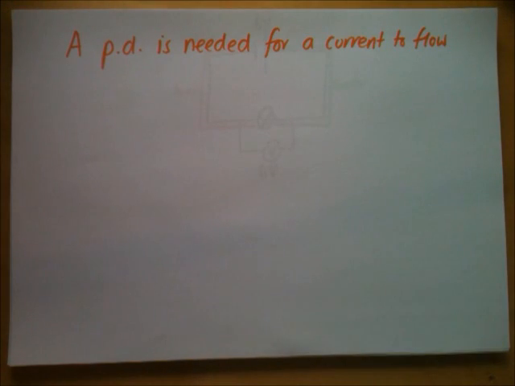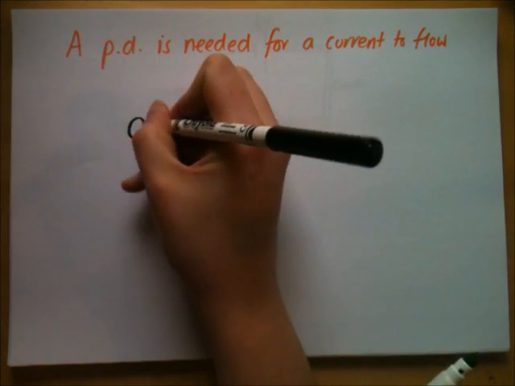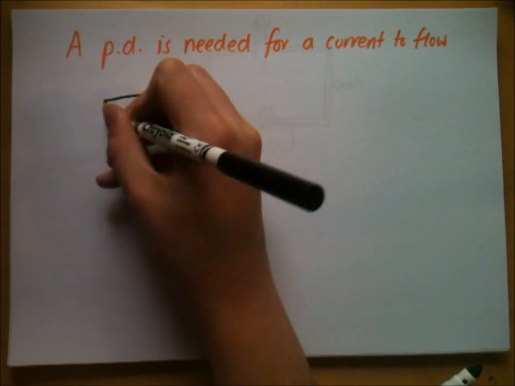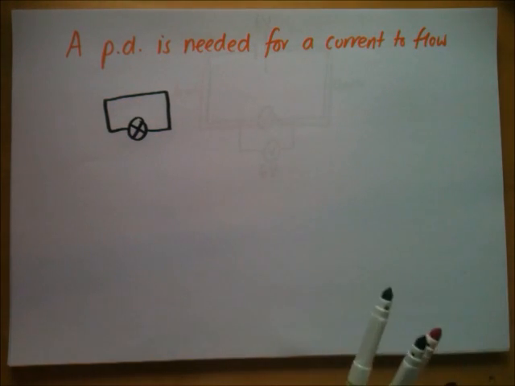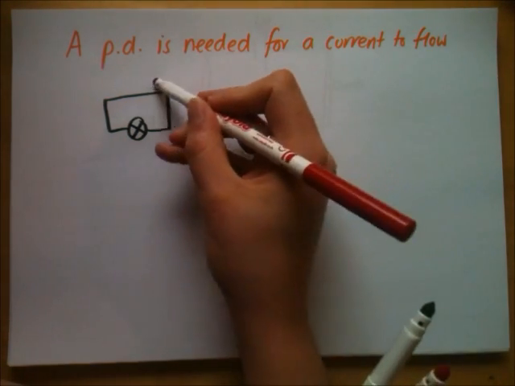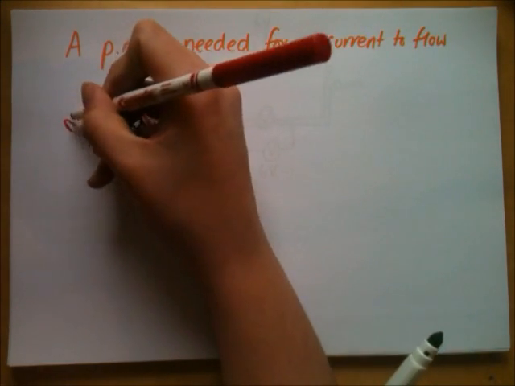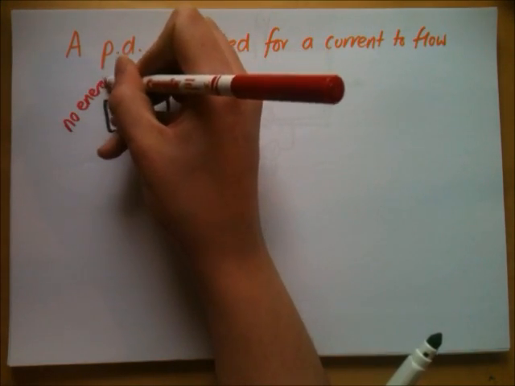Now, we need a potential difference if we want a current to flow. So if I had a circuit that was just a bulb, we talked about this last time as well, with a wire, that wouldn't work because there's nothing to push the electrons around. There's no energy in this circuit and it's not useful in any way.